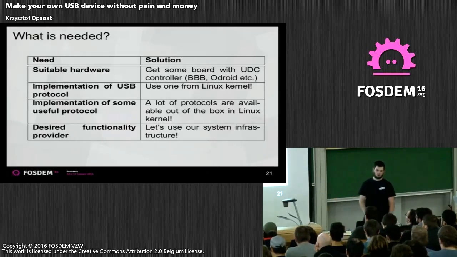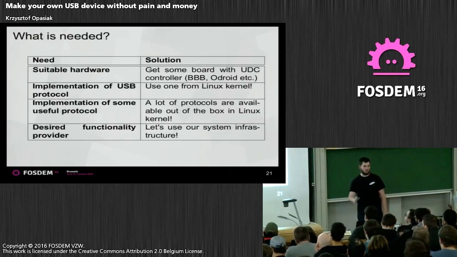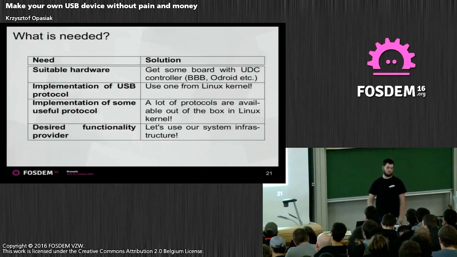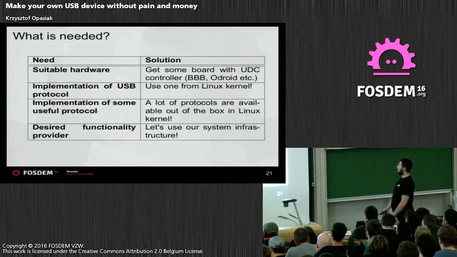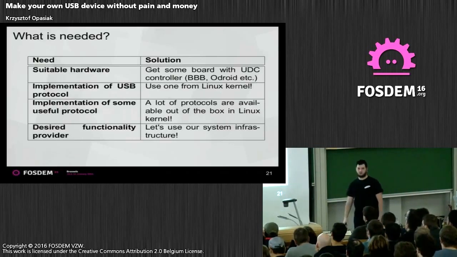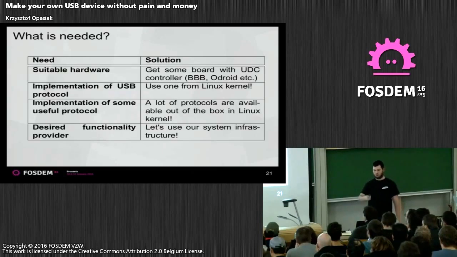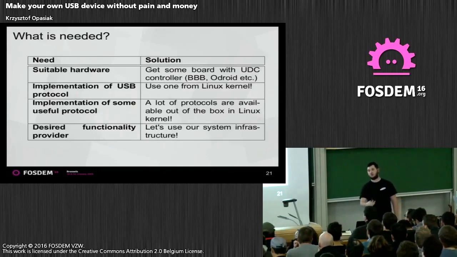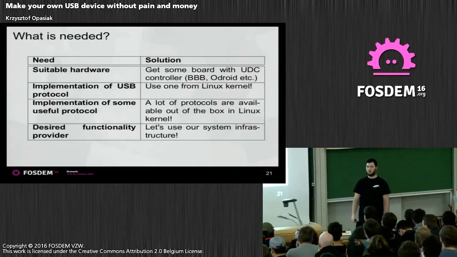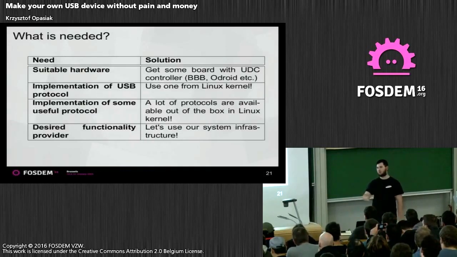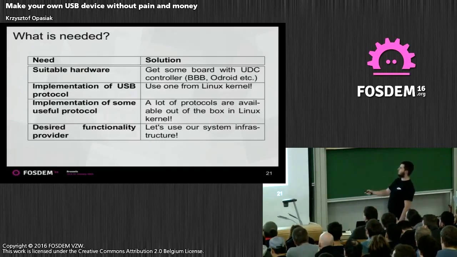First of all, we need suitable hardware. Of course, you may take the pen drive, you may take the FPGA and do it on your own. That's fine, please do this. But you can also get a Linux board: BeagleBone, Odroid, Orange Pi, all of them have the USB device controller. So each of them is able to introduce itself as any USB device, apart from a hub. Because a hub has to work in promiscuous mode, so it has to catch the messages to other devices. So that's not possible on those controllers.